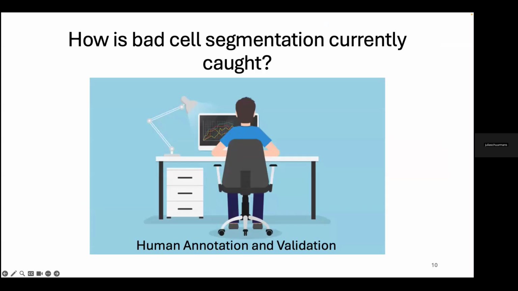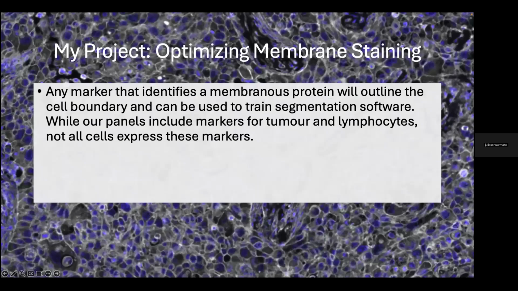Unfortunately, someone has to go through all of our images, look and see how the algorithm is performing, and then recircle and retrace the cells that are wrong. And that is time consuming and not useful for a clinical approach, which is the end goal of our technology. So how can we improve cell segmentation? And this is where my project comes in.